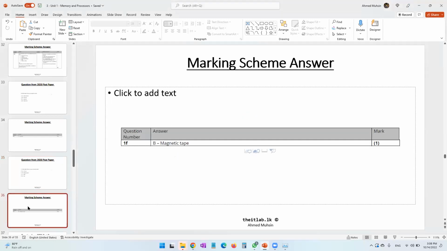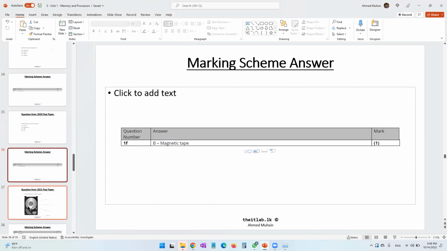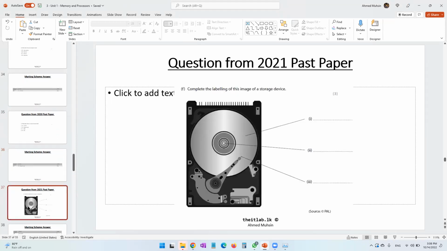Okay, so moving on then. There's another question that comes from the 2021 past paper. They have told us to complete the labeling of this image of a storage device. When they say storage device, immediately you should understand that this is a hard disk, the internal structure of a hard disk.